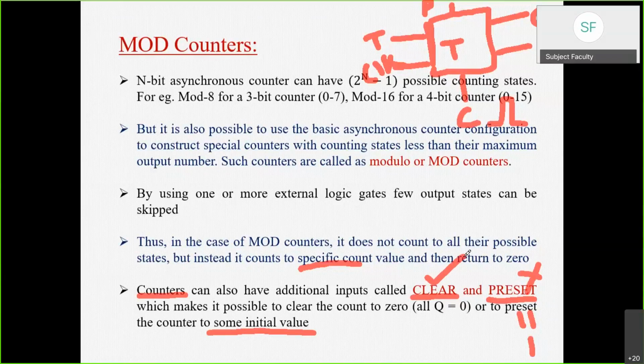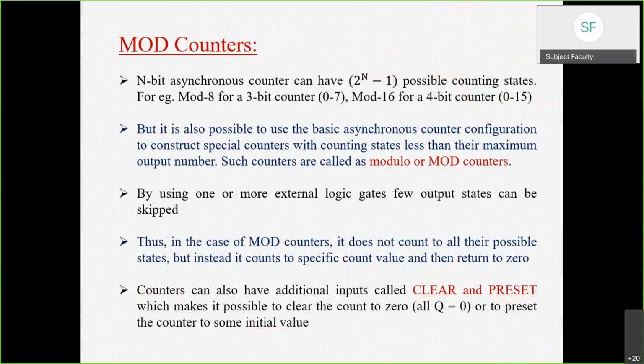Clear does a very simple operation, as its name itself indicates, clear is used to clear the output. That means whenever you are applying the clear input, the output state will become 0. That means Q will be 0. Okay. So this much knowledge is required in understanding the working of your mod counters.